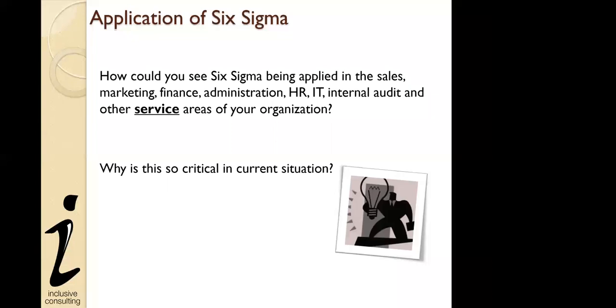Similarly, in HR, we already gave examples of recruitment. You can give examples of training effectiveness, training efficiency, and retention. You can have a retention target, and any breach of the retention target could be a defect. Delays in recruitment could also be considered a defect.